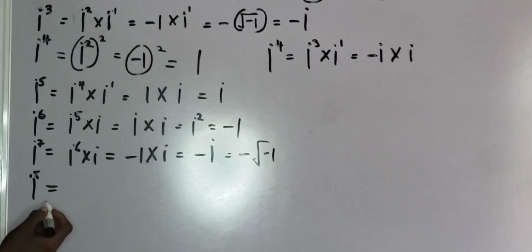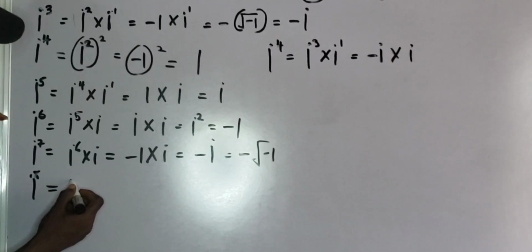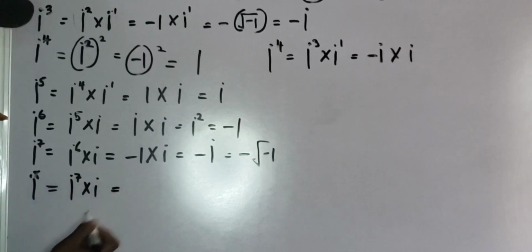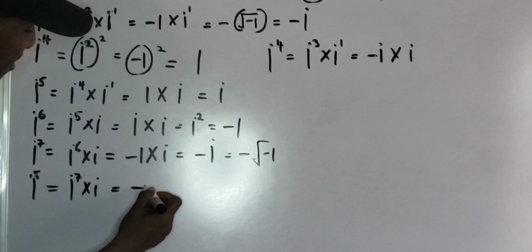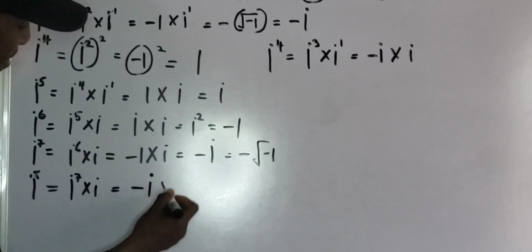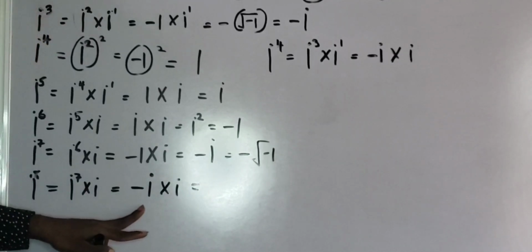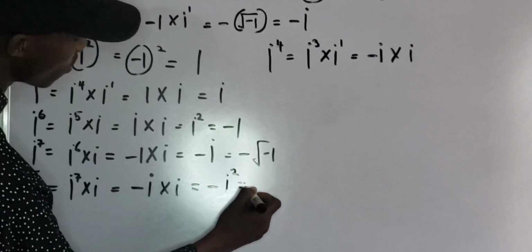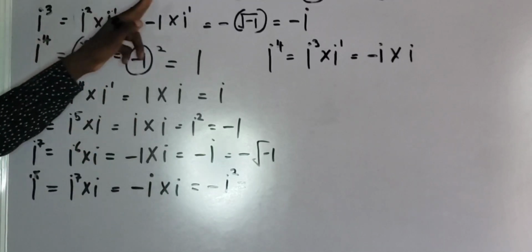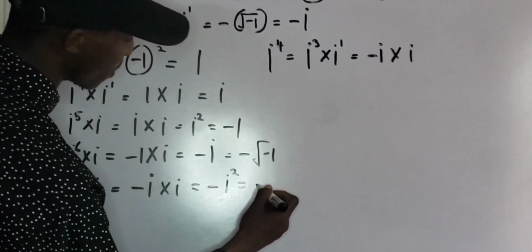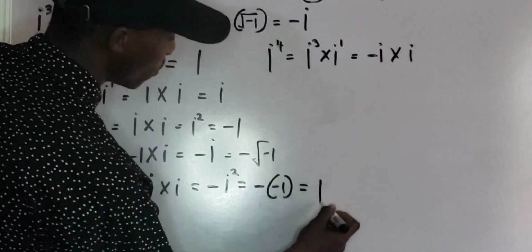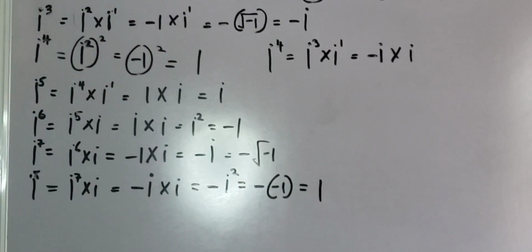i raised to the power of 8 can be expressed as i raised to the power of 7 multiplied by i. So i raised to the power of 7 is minus i. This minus i multiplied by i. That is minus i squared. And I know that i squared is minus 1. Are you getting it? So I'm going to have minus into bracket minus 1. So minus multiplied by minus 1, that is plus 1. So i raised to the power of 8 is 1. Do you understand? So that is how to take the powers of the imaginary unit.